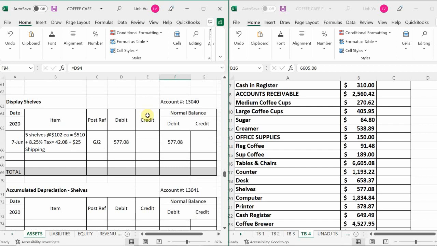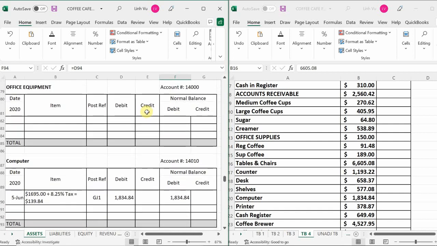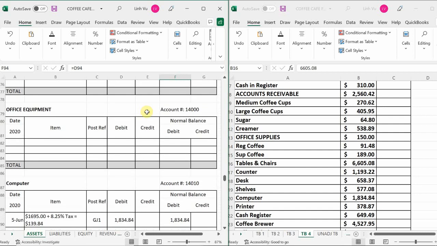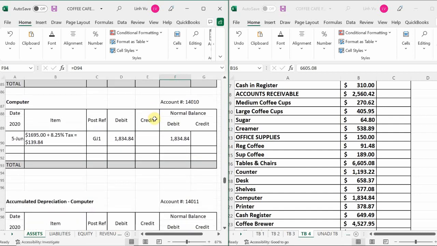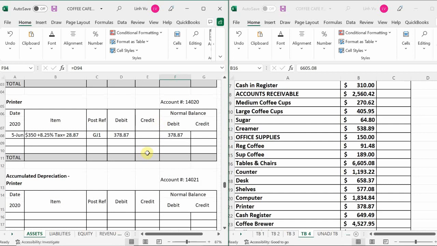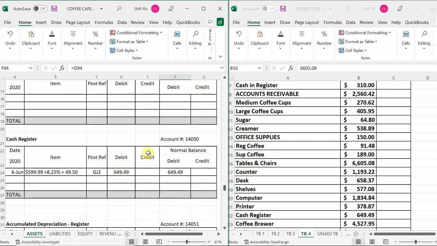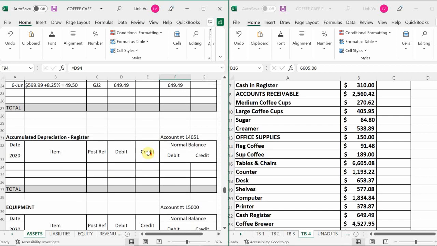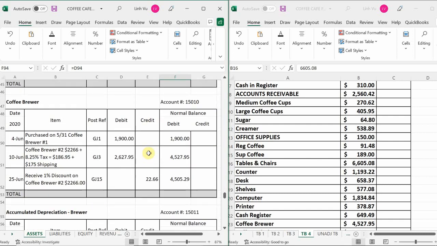We have my... oh yeah, sorry. The previous one was desk. Yeah, it's my desk. Okay, sorry. And then now my shelves is $577.08. Good. So that's the same. Then we have some office equipment, right? Our computer is still at $1834.84. Okay. Our printer is still at $378.87. Okay. My cash register is still $649.49. Okay. Let's see what else is new.